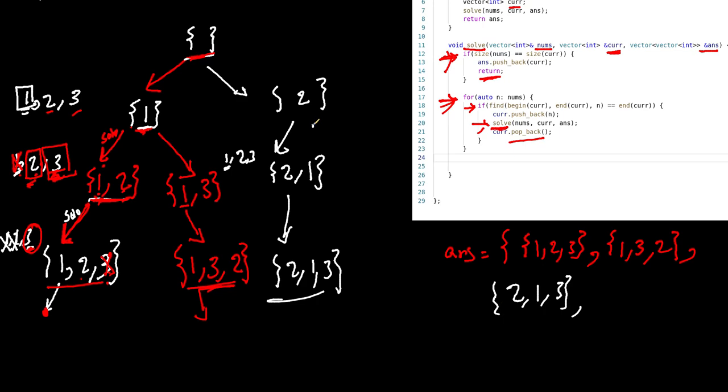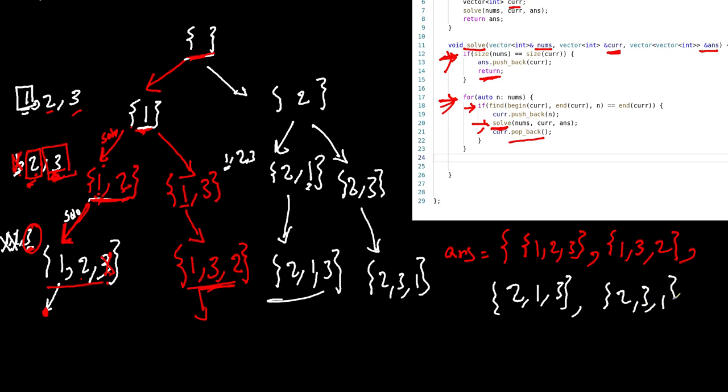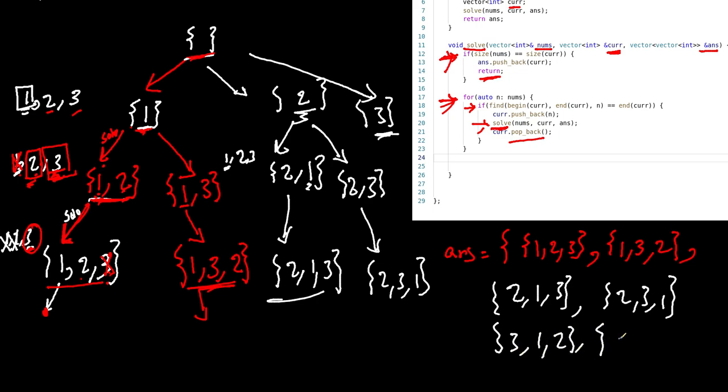Then here we tried 1, now it's 3, 2 3, then 2 3 1. So we push 2 3 1, and after done with this branch we also need to call for 3. So at the end there will be another two values starting with 3, so 3 1 2, and 3 2 1.